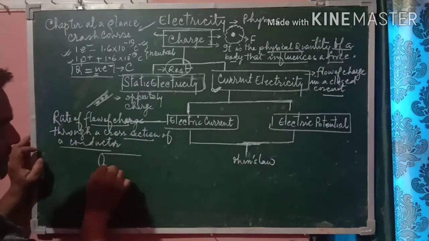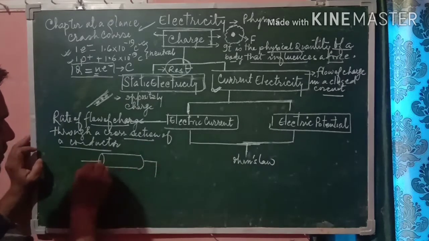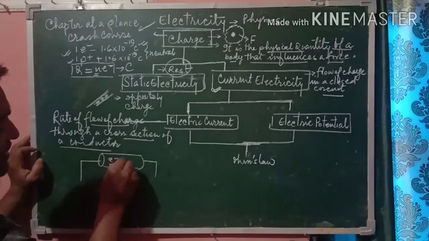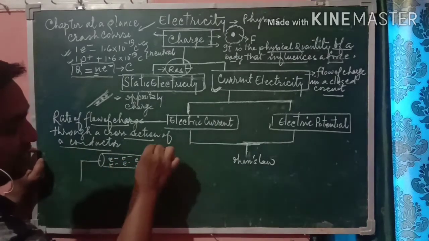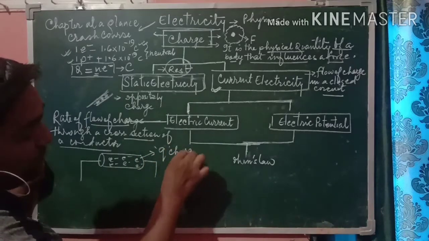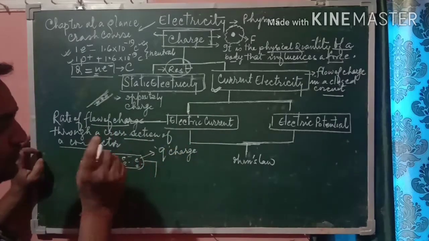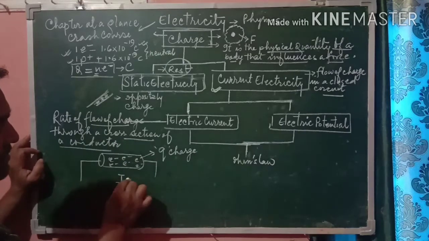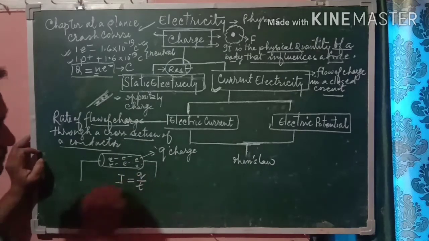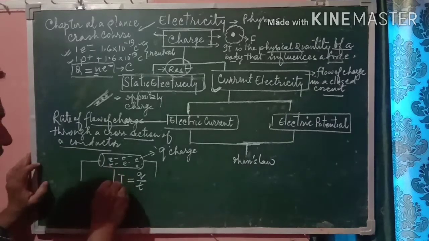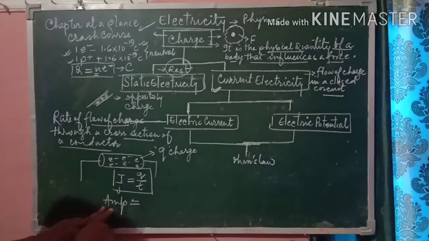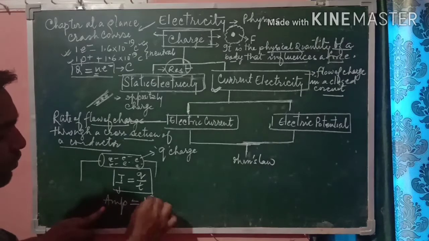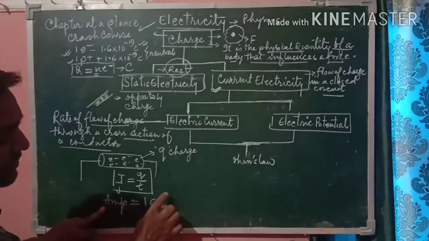So suppose that this is the conductor. Electrons are present there. Let Q charge flow through this conductor per unit time, then electric current is denoted as Q by T, that is Q over t. So the SI unit of electric current is ampere. One ampere will be equal to 1 coulomb per 1 second.